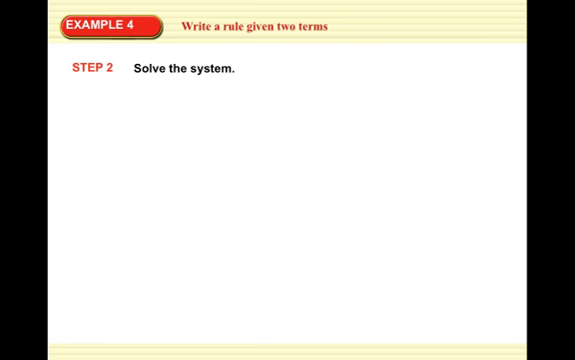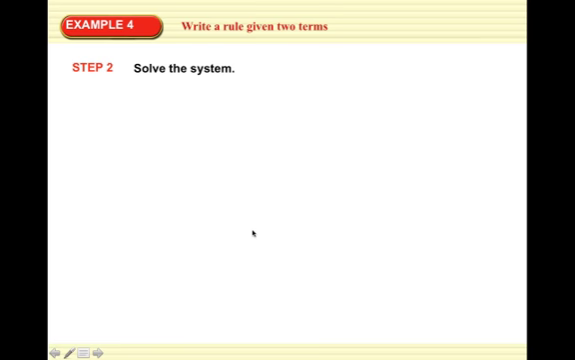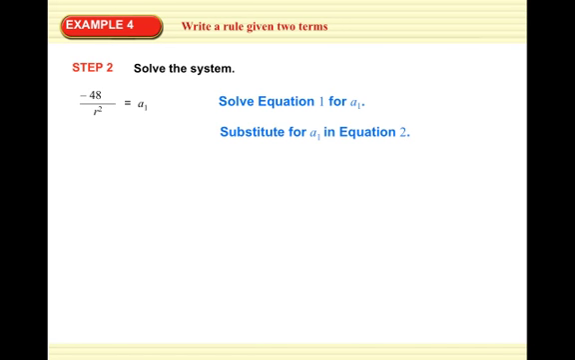So let's look back here. We have negative 48 equals A1 times R squared. So to solve for A1, we divide both sides by R squared. So negative 48 divided by R squared is equal to the first term. It's equal to A1. Now we're going to substitute it into the other equation, into equation 2.